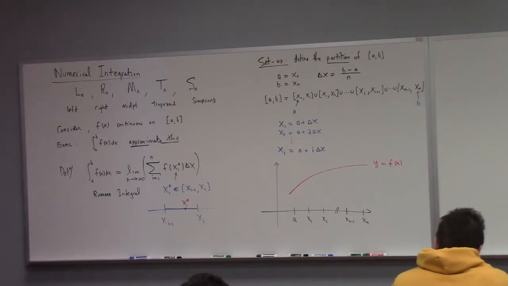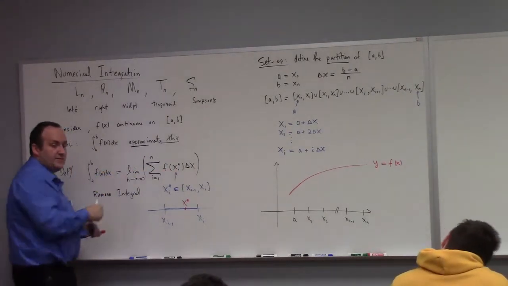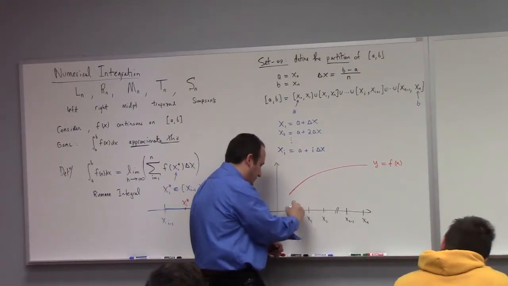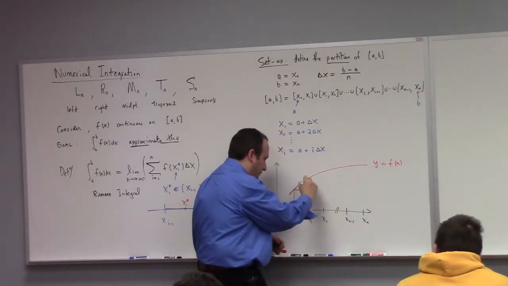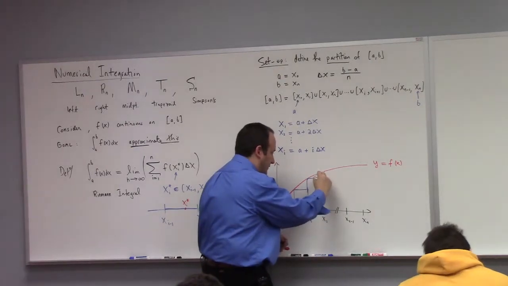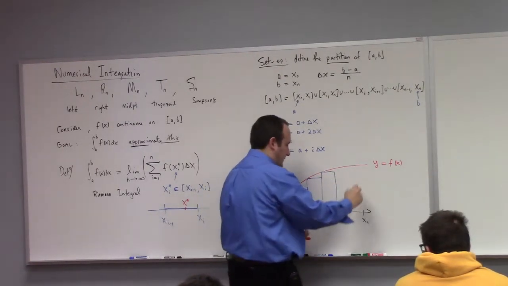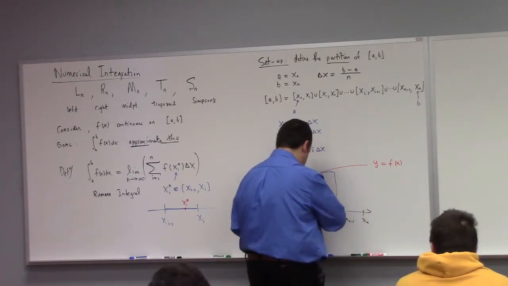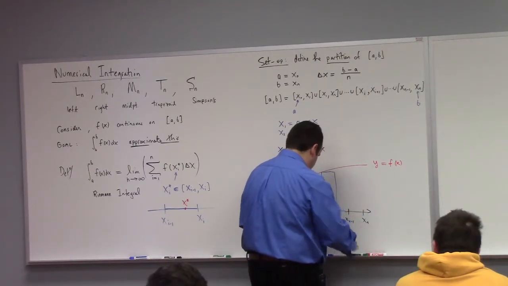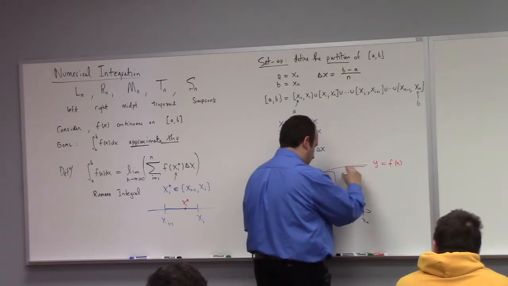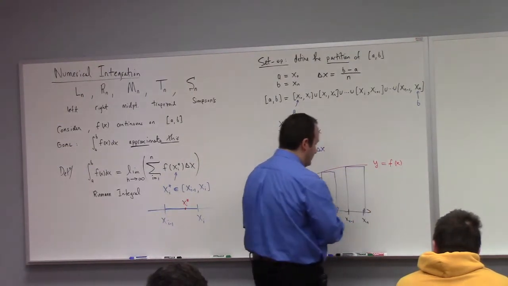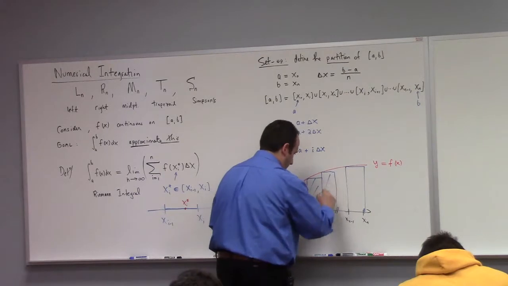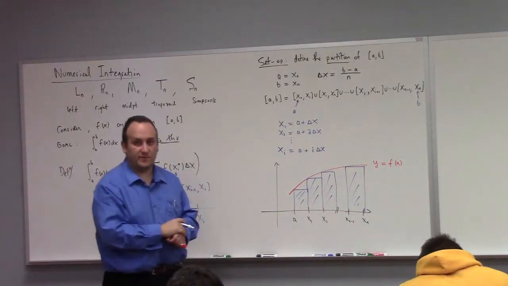Now, what does my picture look like for the left endpoint rule? The left endpoint fixes the height, that's the rule. So left endpoint, like so. Left endpoint, like so, and so forth. These are supposed to be equal width. The left endpoint fixes the height, and so there you go. The area of the blue boxes describes L_n.